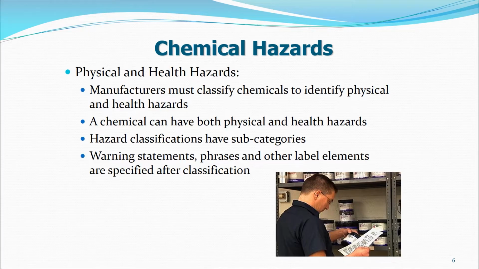Chemical manufacturers and importers refer to 16 predefined physical hazard classifications, 10 health hazard classifications, and 2 environmental hazard classifications when they classify the hazards of a chemical. Each of those classes can have up to 5 subcategories. OSHA has no authority to require the environmental classifications, but you may see information on acute or short-term and long-term aquatic hazards on labels and safety data sheets. Once all of the hazards of a chemical have been classified, the warning statements, phrases, and other label elements are then specified. Classification information is also used to create a safety data sheet.